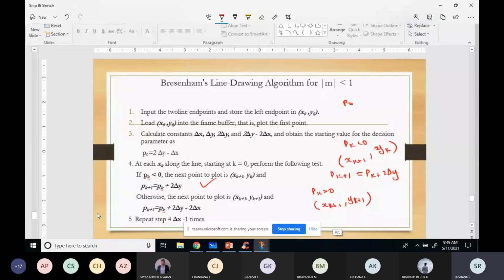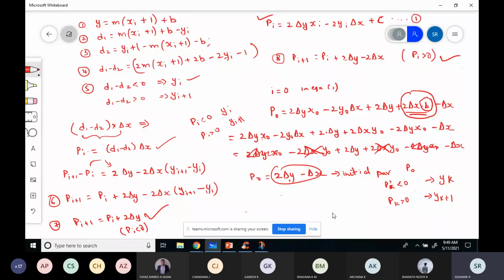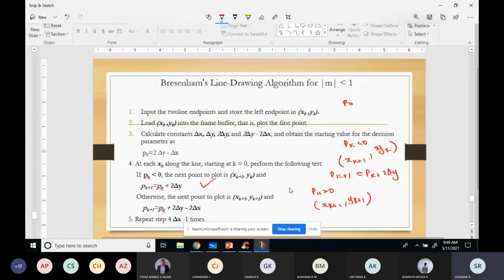What is the formula if p is greater than 0? So the formula will be pk plus 2 times delta y minus 2 times delta x, which we have derived. So it is nothing but p of k plus 1. After this, repeat this process delta x minus 1 number of times. That is, if delta x is 5, repeat it 4 times. If delta x is 3, repeat it 2 times, like that.